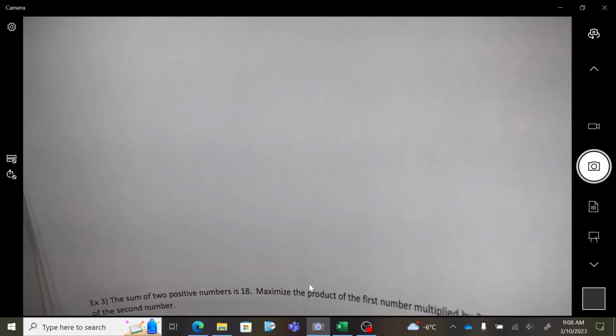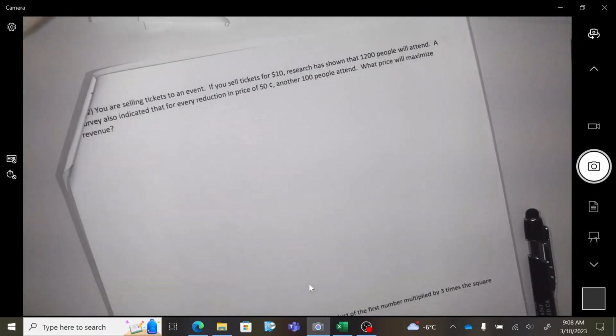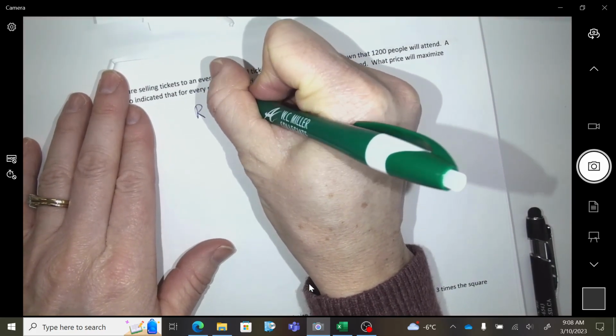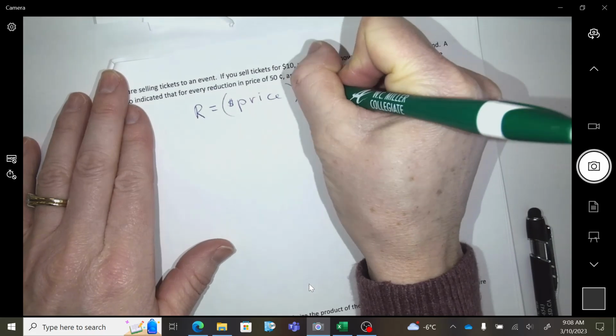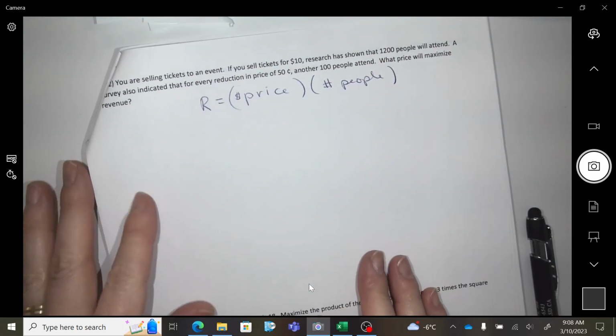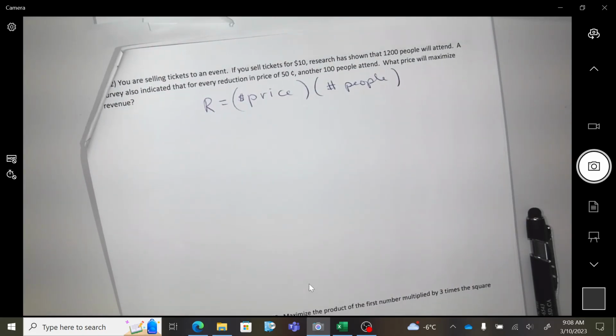Okay, the revenue question. So revenue equals the price times the people. Remember, we're setting something up like that. When you're making money, it's your ticket price times how many people, if you're doing like a concert.